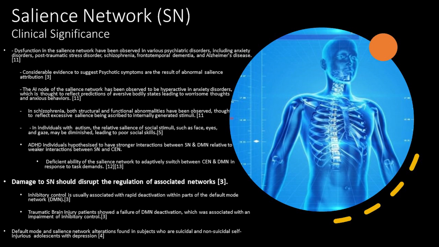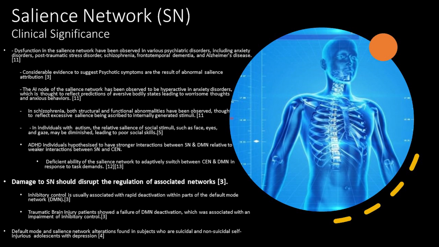So dysfunction in the Salience network has been observed in people with anxiety, PTSD, schizophrenia, and others. And there's considerable evidence to suggest that psychotic symptoms are also the result of abnormal salience attribution. So a disordered way of paying attention to the world and ascribing importance to some things and not others. The anterior insular node of the Salience network was observed to be hyperactive in people with anxiety disorders. And in schizophrenia, both structural and functional abnormalities have been observed, and therefore excessive salience being ascribed to internally generated stimuli.